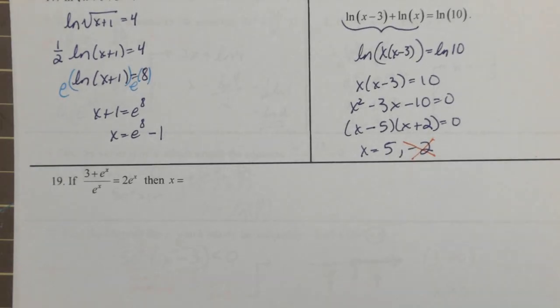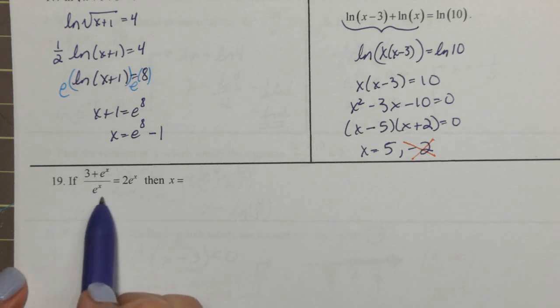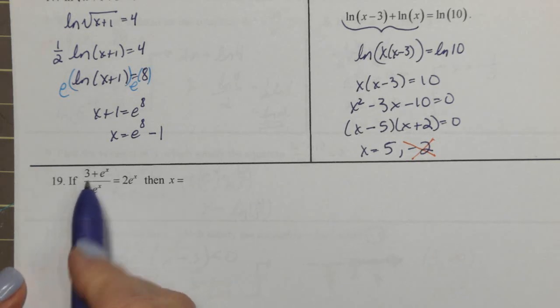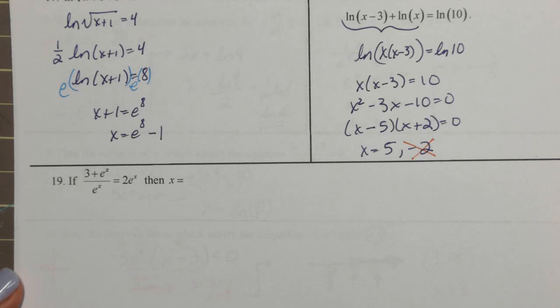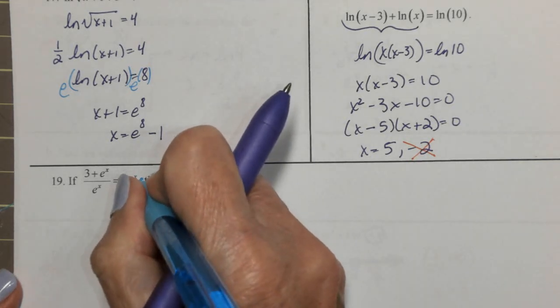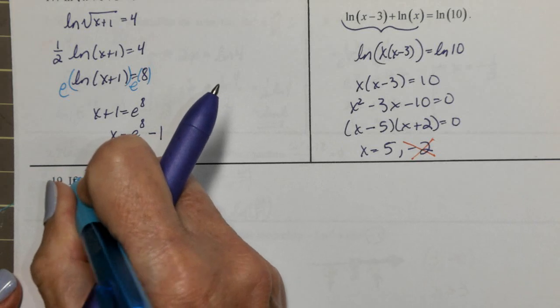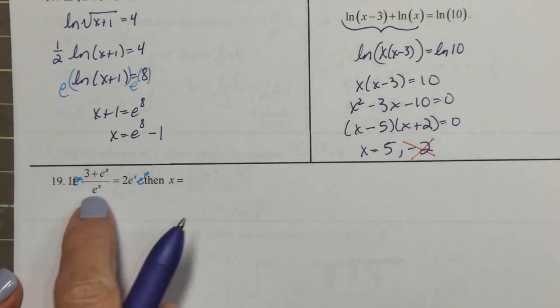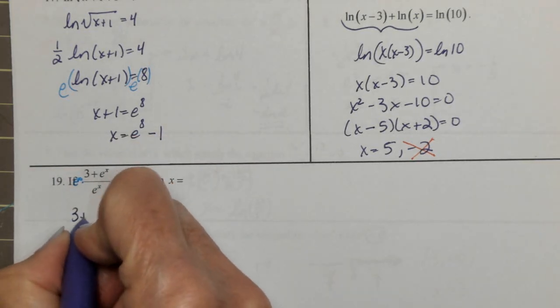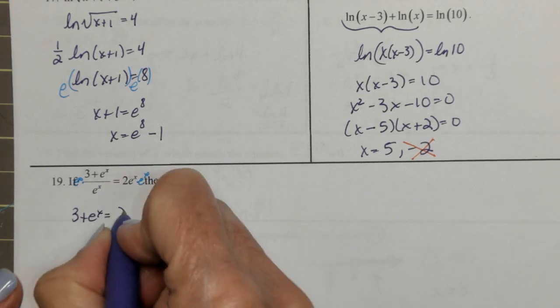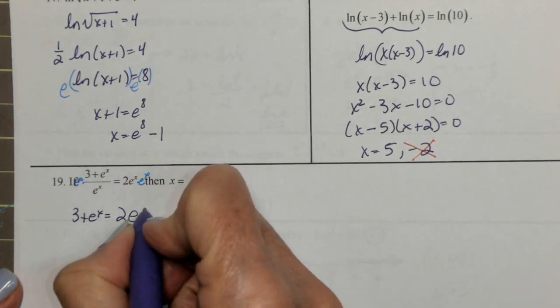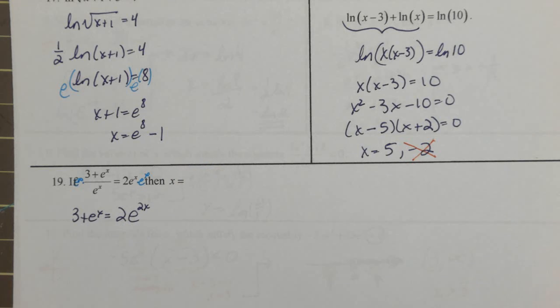All right, one last example. I see I have an e to the x on the bottom. I'm going to begin by multiplying both sides by e to the x to get rid of the denominator over here. So I have 3 plus e to the x is 2e to the 2x. We add the powers. Same bases multiplied together, add the powers.